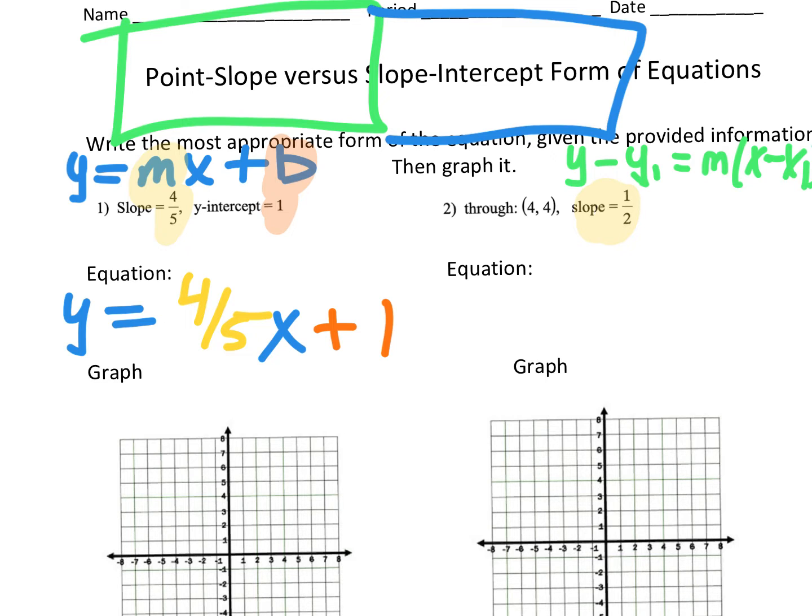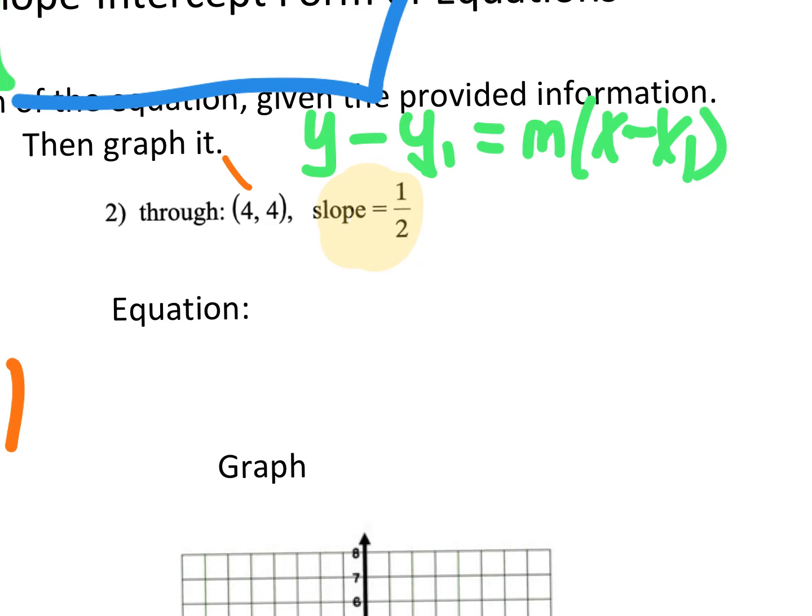Okay, so remember that in your coordinate, what makes it confusing, x comes first in the coordinate, but it does not come first in the equation. So if I'm just writing the regular equation, I'm going to do y minus, but I'm going to do y minus what number? Y minus, what's my y1? 4, exactly.